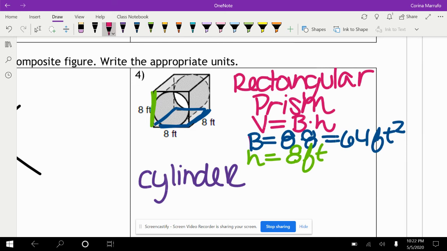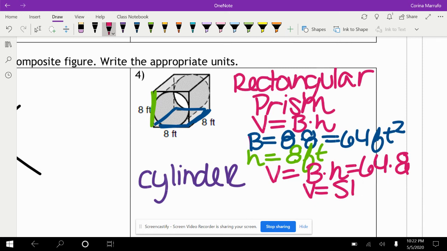So now we're ready to find the volume. Volume equals big B times little h, which is 64 times 8. And that gives us, let me see, 512. And our units are feet cubed.